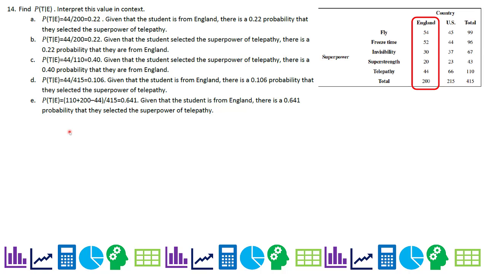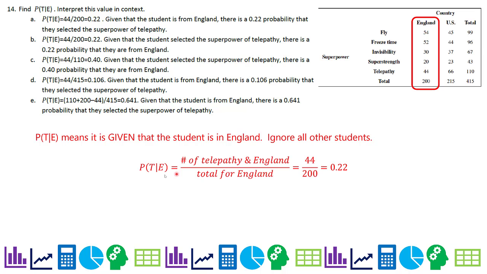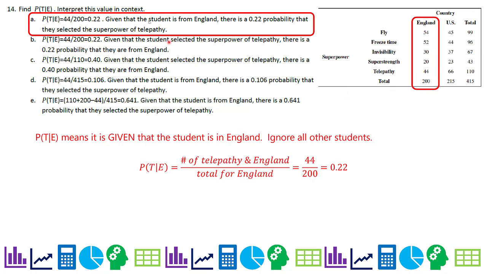So first of all, given means it's in England. We ignore everybody else. All the U.S. kids, sorry, we're ignoring you, all right? So we're trying to find the probability of telepathy given they're in England. So we take the number that chose telepathy and are in England, that's 44, and that would be these 44 right here, out of the total number from England, which is 200, so we get 0.22.